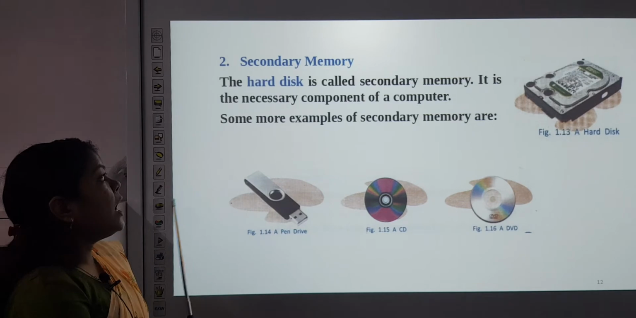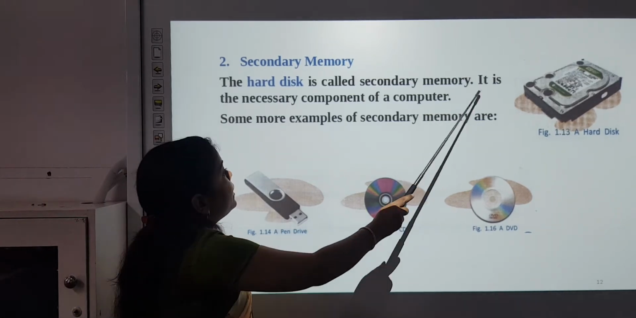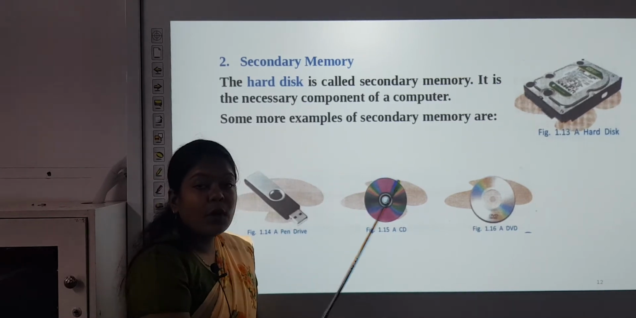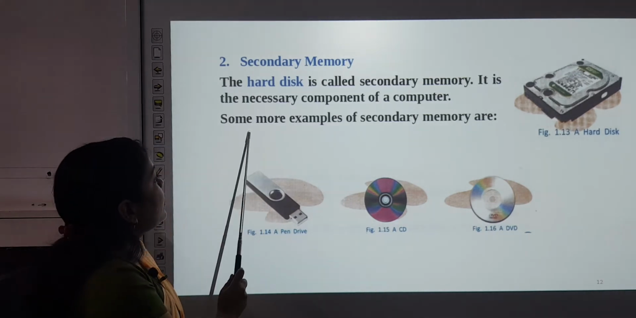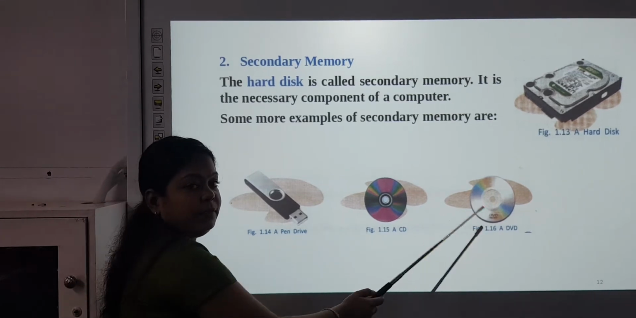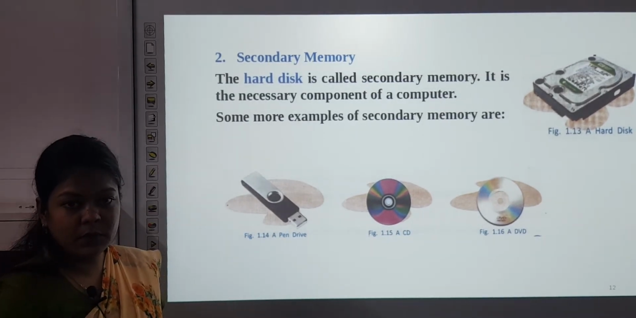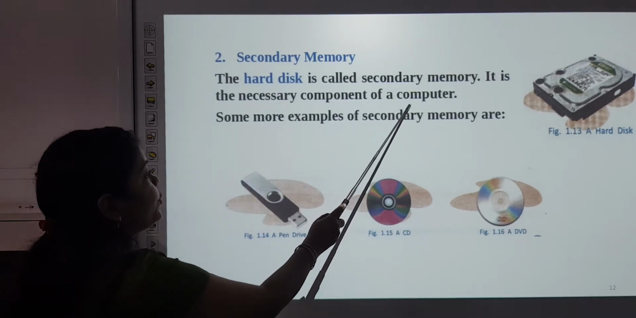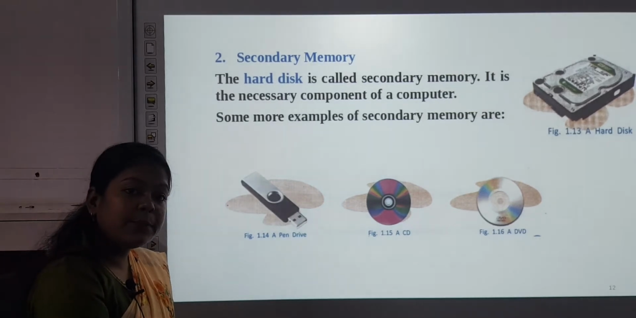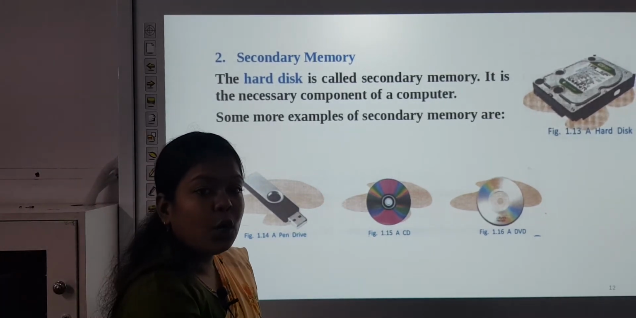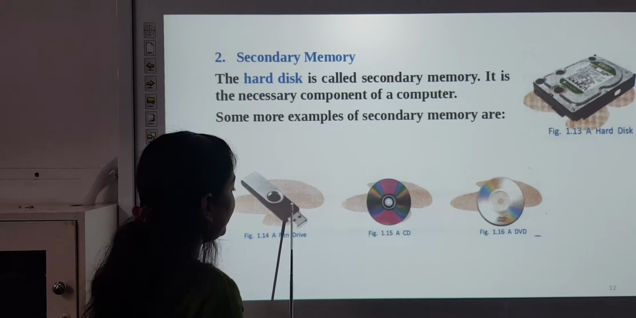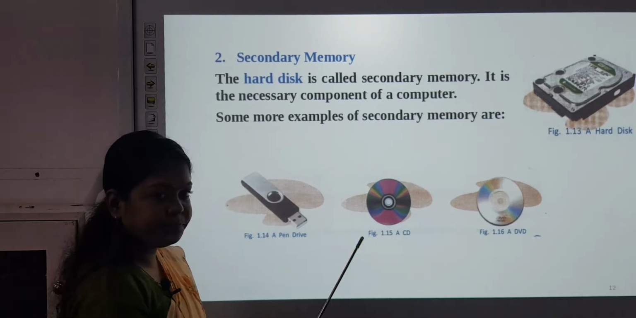Secondary memory, the hard disk, is called the secondary memory. It is the necessary, or we can say compulsory component of the computer because it stores the data permanently. Hard disk in computer stores a large amount of data and stores permanently until we delete or erase it. Some more examples of secondary memory are pen drive, CD and DVD.